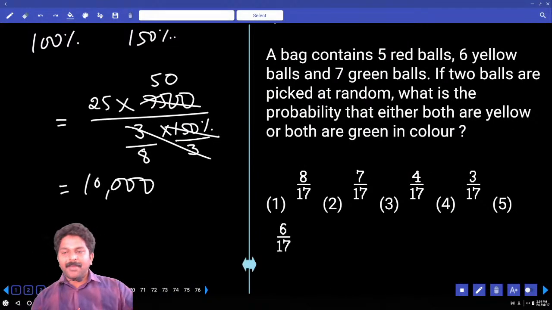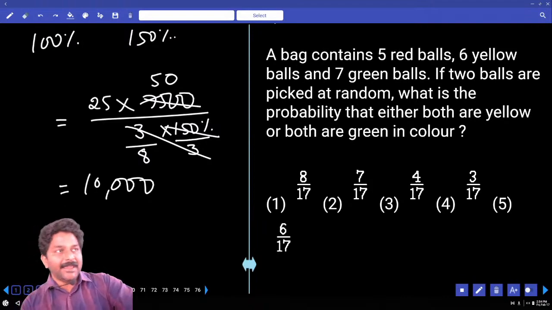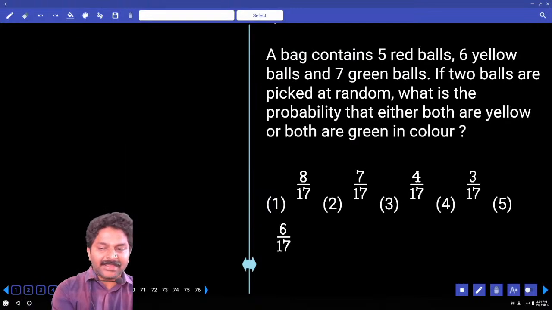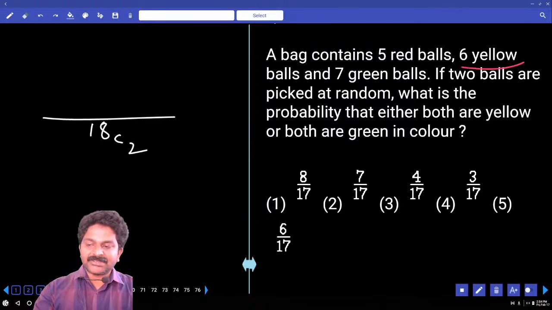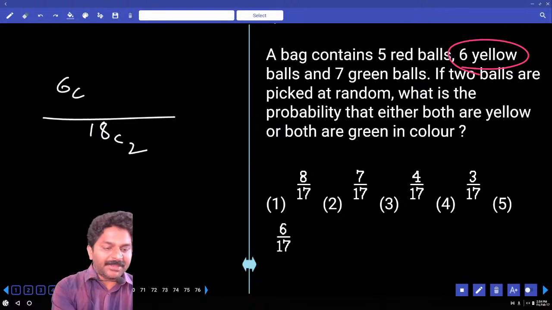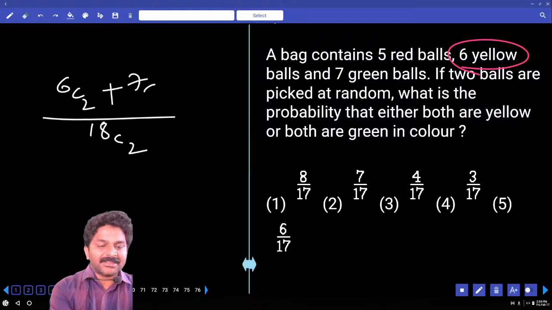Next, the bag contains 5 red balls, 6 yellow balls, 7 green balls. Total 18 balls are there. If 2 balls are picked at random, that can be done in 18C2 ways. What is the probability that either both are yellow or both are green? Yellow, 6 balls we have. We can pick 6C2 ways, or both can be green, 7C2.